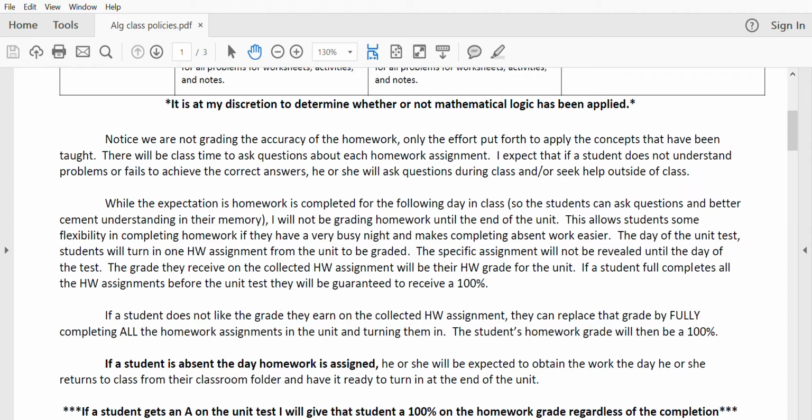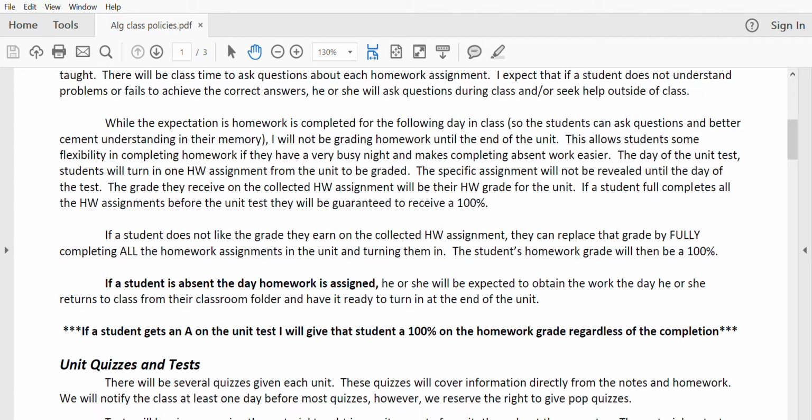and you will get no credit for it. All right, one loophole in that is if you get an A on the unit test, I will give you a 100% for your homework grade regardless of completion. The goal is that you understand the content. So if you can prove to me on a test that you have an excellent understanding of the content, that's the most important thing, and I will give you the bonus of 100% for homework.